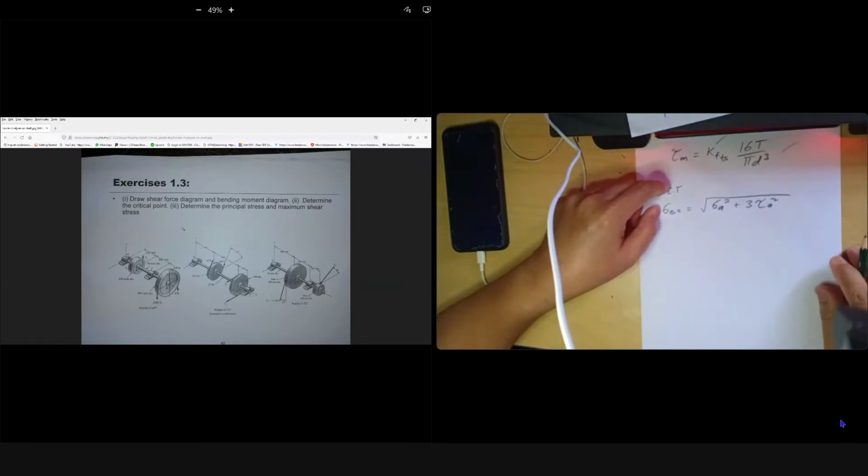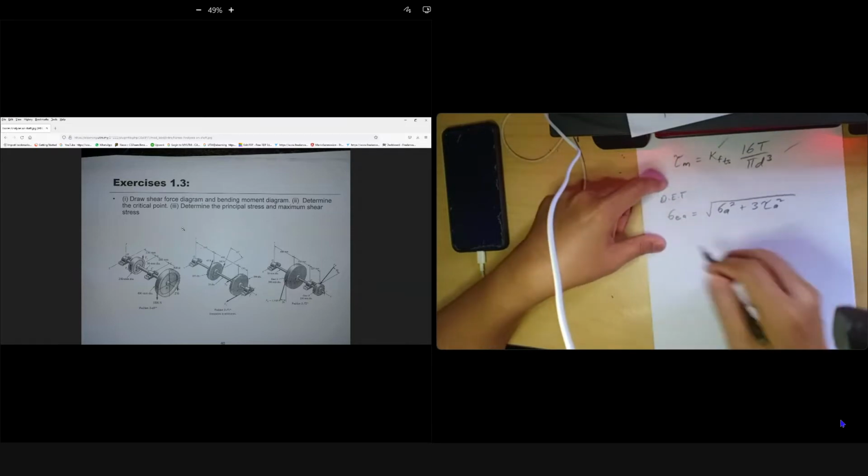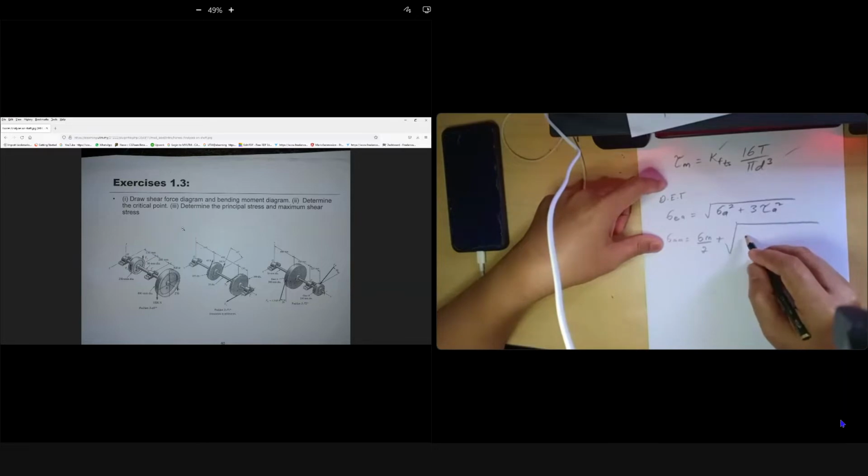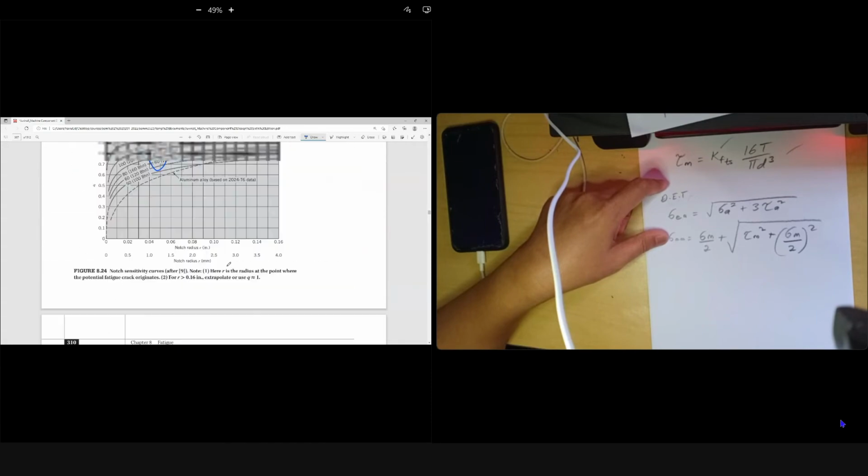Class, are you watching or not? What is sigma equivalent mean? Sigma mean over 2, plus the square root of tau m squared plus sigma mean over 2 squared. If you are not sure, look at this one. That's why I will give you the figure extract. All the figures I shared with you yesterday. The equation is there below after your table 1.